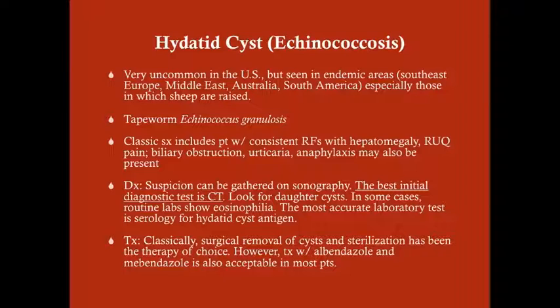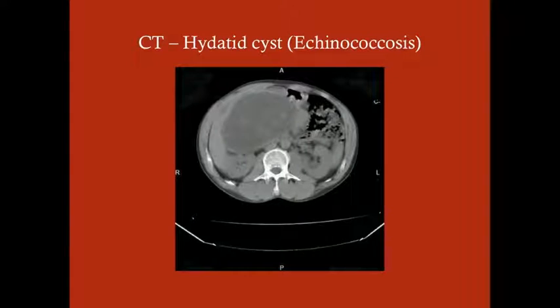The most accurate laboratory test is going to be serology for Hydatid cyst antigen. The problem is that it usually takes a week or two to come back because you have to send it off. Treatment, classically, is surgical removal of cysts and sterilization as the initial therapy of choice. However, in patients in whom surgery is contraindicated or who are older, treatment can be done with oral albendazole and mebendazole therapy.